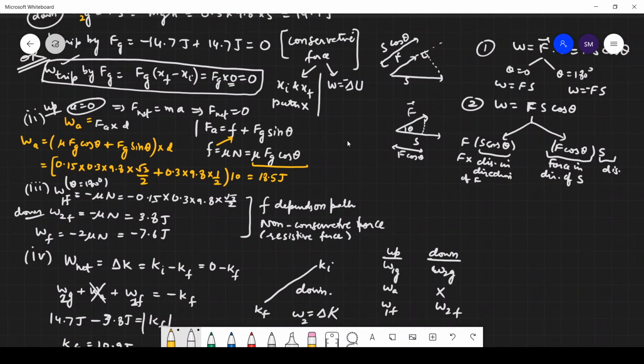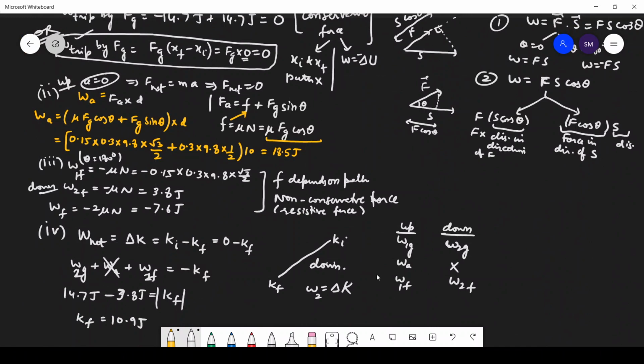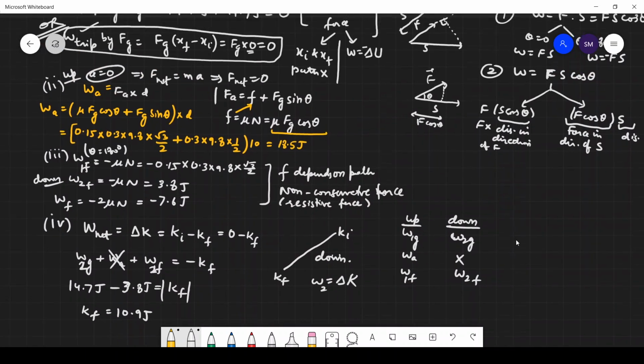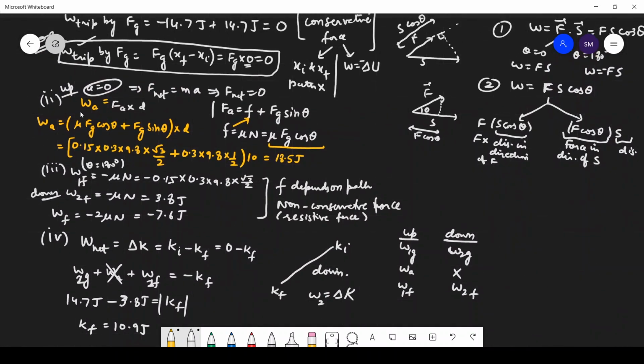Now, as for the second part, tell me, sir. Yes, the second part. Which part? The second part. The second part is we have to calculate the work done by the applied force only for the upward journey. For the downward journey, there is no force applied. The box came down all by its own.